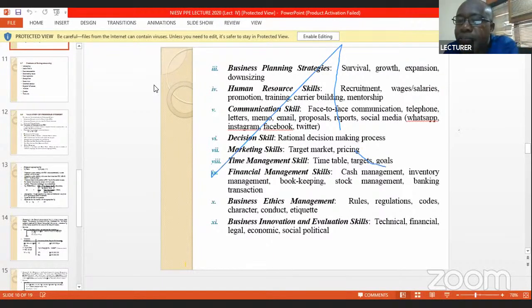Raw materials, work in progress, and finished products. You must maintain a balance. Some of your warehouse should have raw materials. Some of your warehouse should have finished products. Then work in progress should be within the factory. A balance must be struck between these three.